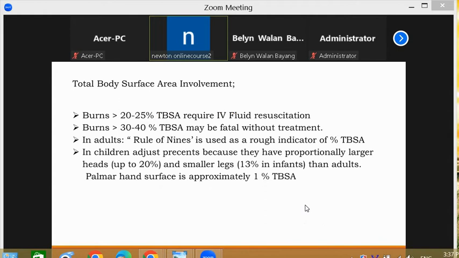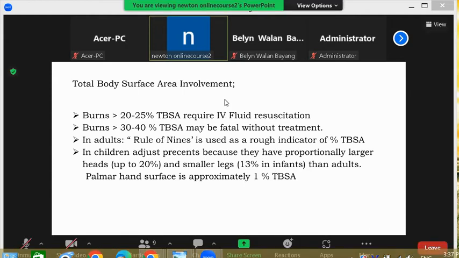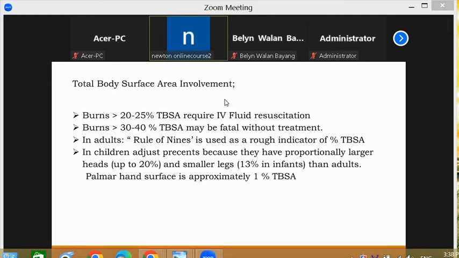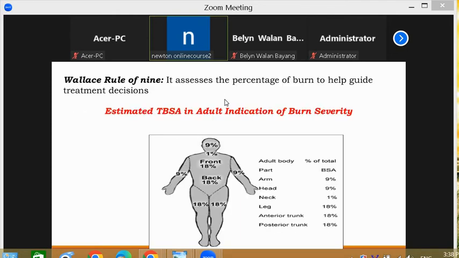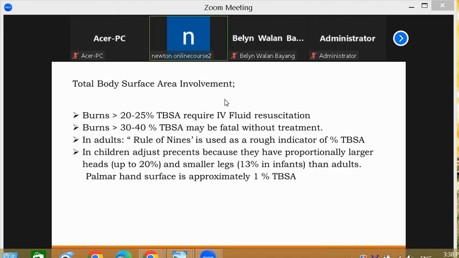There is only one difference in children. Because children's bodies and adult bodies are different, since children are small. In children, the larger head is up to 20%, and they have smaller legs, that is 13%. The palmar hand surface is approximately 1%. Palmar means this area. That is the 1%. So you have to mark this in your textbook.